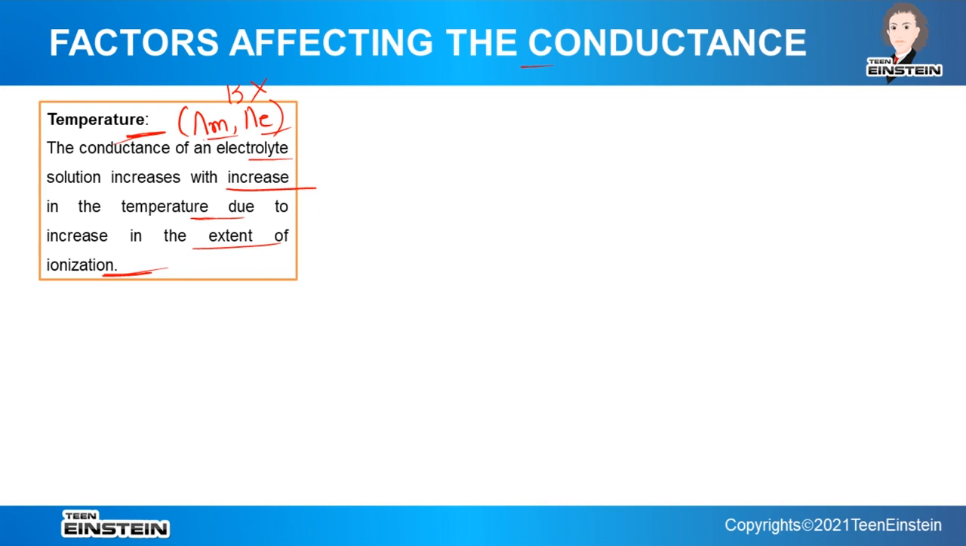So in case of lambda m and lambda e, we do not have any fixed volume, right? But in case of kappa, we have fixed volume. So when we increase the temperature, there will be an increase in the number of ions. Sorry, it will also increase. I have wrongly mentioned this. All this will increase actually with increase in temperature.